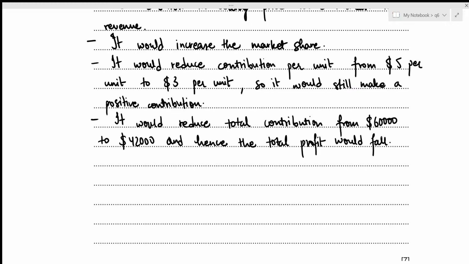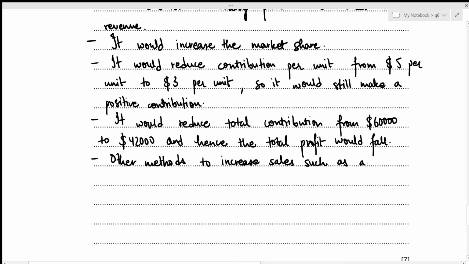So instead of reducing the selling price and expecting the total number of units to be sold to be increased, we could invest in some more advertising, right? Let's write it down as well. Other methods to increase sales, such as advertising, could be tried.